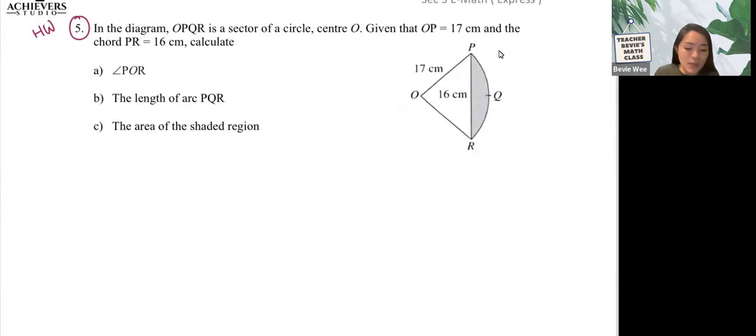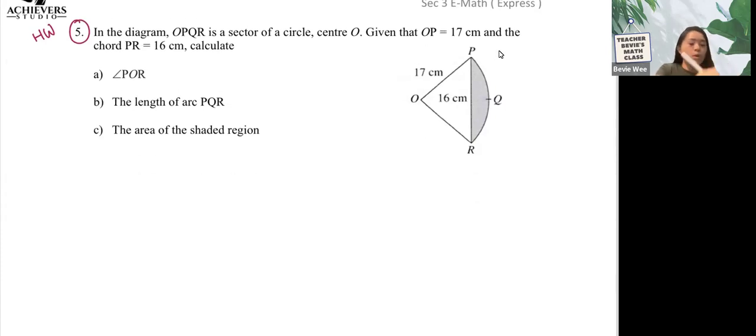Okay, let's take a look at this one. Whether it is in degree mode or radian mode, concept-wise, it's always the same thing. It's just that your calculator needs to change. This is the only chapter in your E-math that you need to keep changing the mode of your calculator.